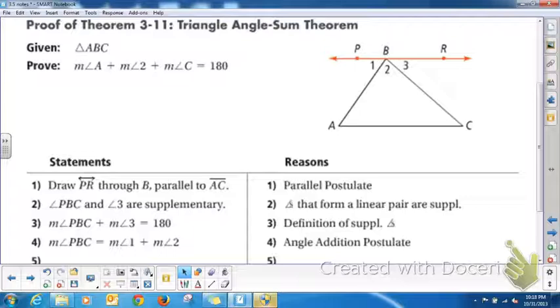The measure of PBC is equal to the measure of angle 1 plus the measure of angle 2. That's using the angle addition postulate. We added two angles together to get this larger angle, PBC.